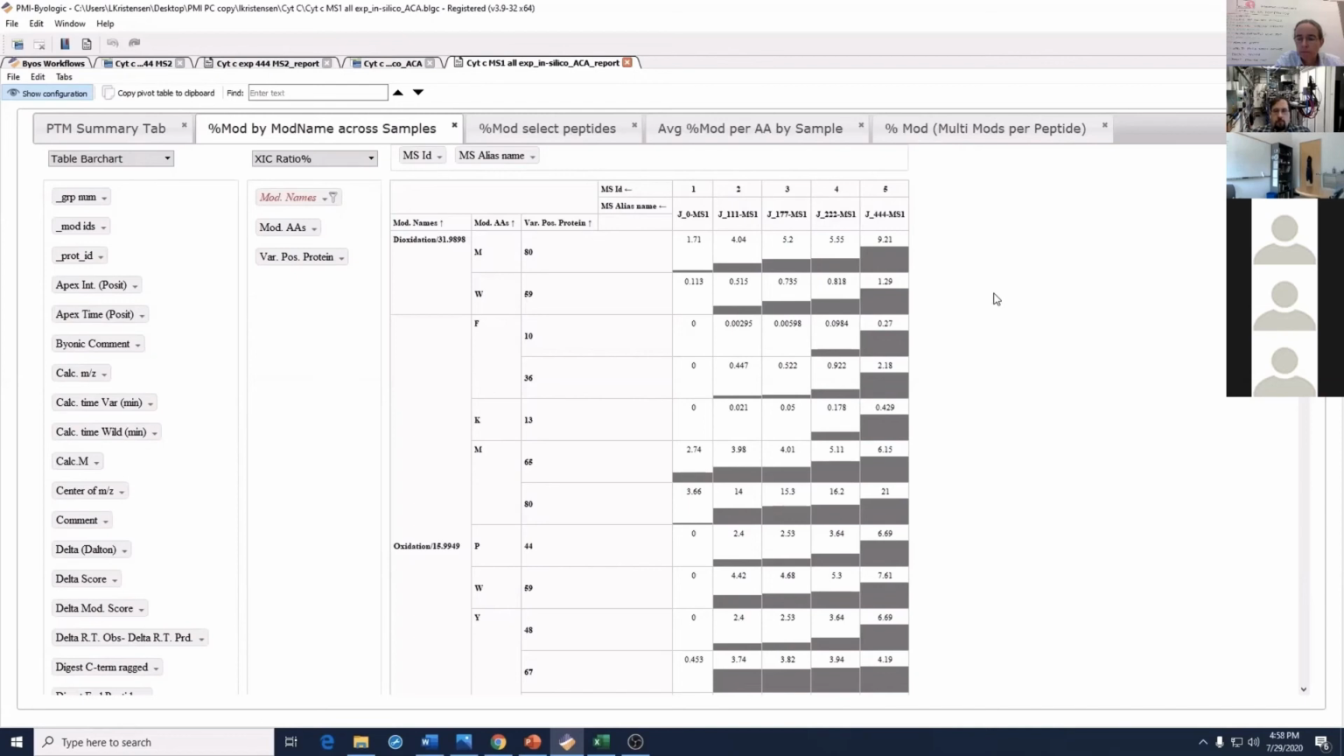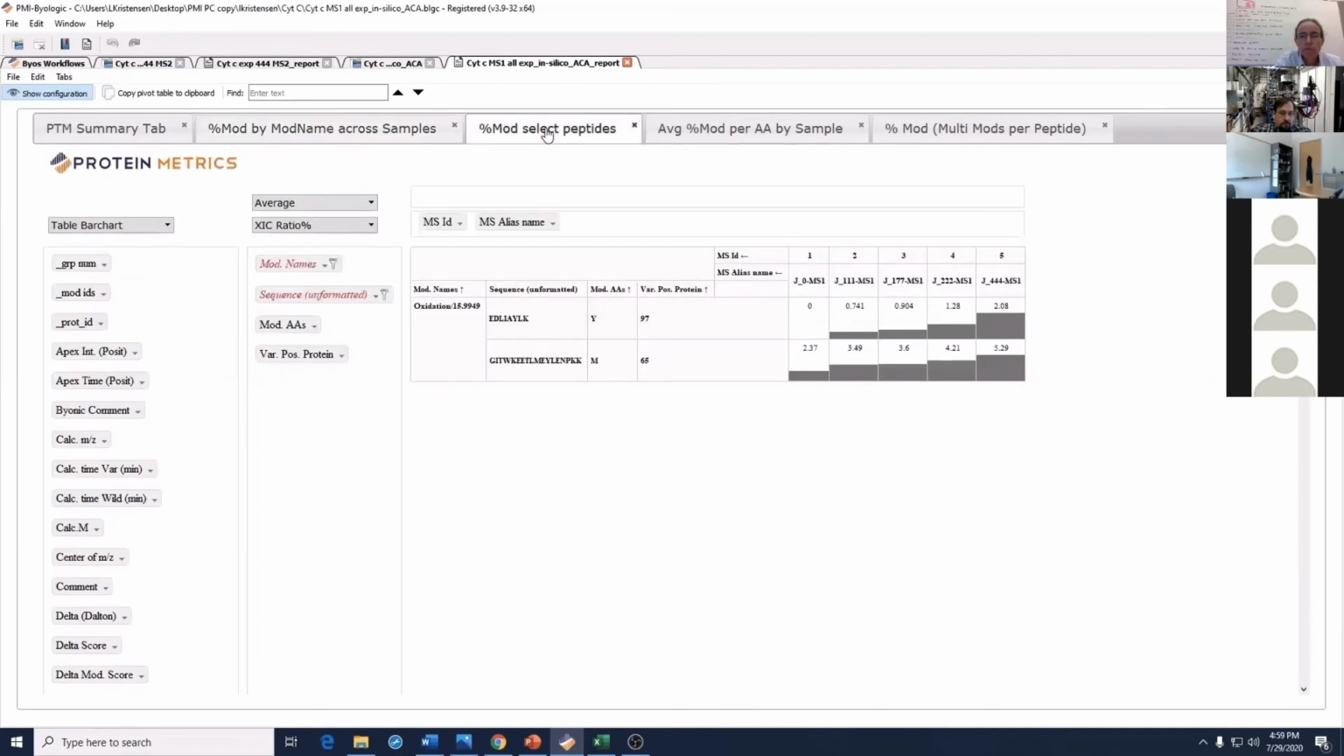At this point, we could look at a couple of specific peptides. What I did is that I made a copy of this tab, percent mod by mod name across samples. I went ahead and made a copy of that tab here. And then I selected for 2 specific peptides. One has the tyrosine modification, the other one has the methionine modification.